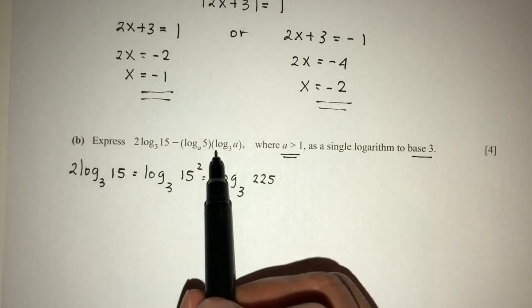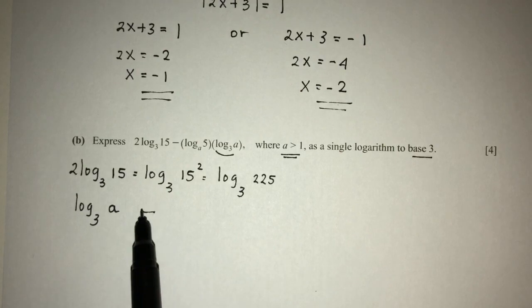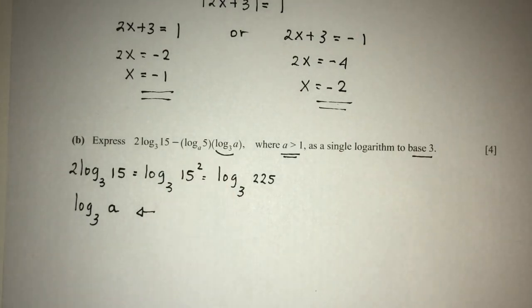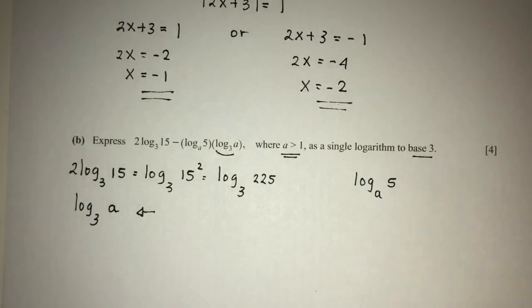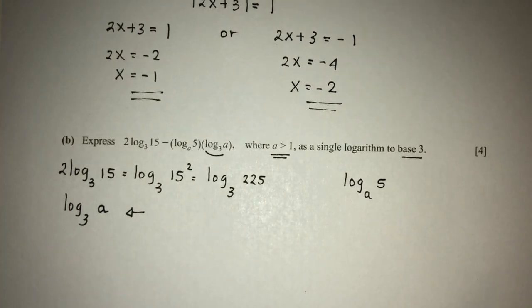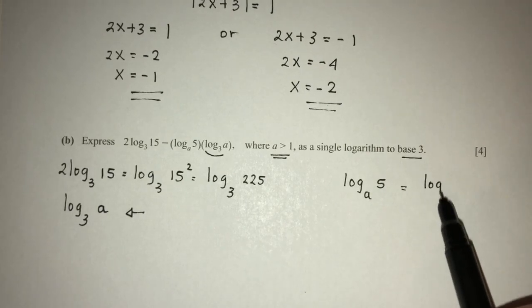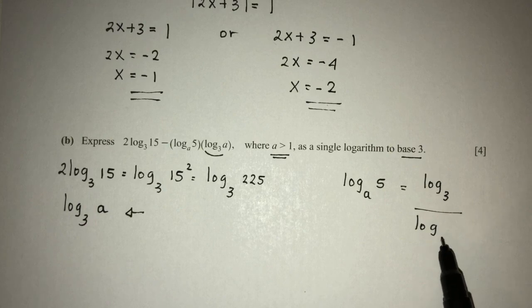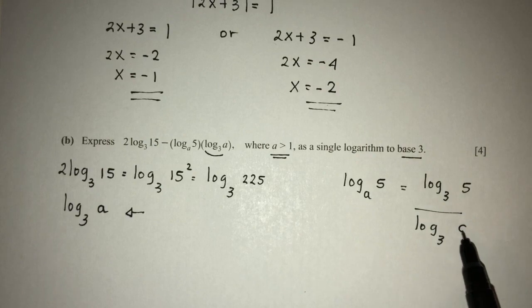Here we have log base 3 of a. This will not move. It will be the same thing because it is already with a base of 3. Now how about this one? Log of a to the base of 5. We have to know this rule of logarithms so we can solve this. Basically, we take log to the base of 3 on the top and bottom values. Now this will be 5 here, and this will be a here.